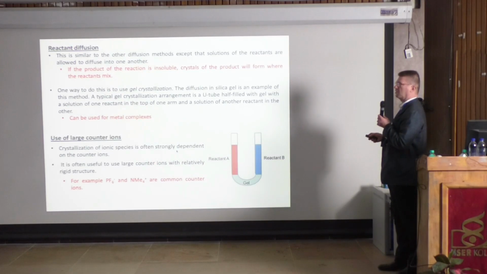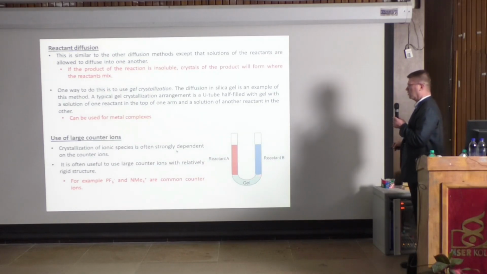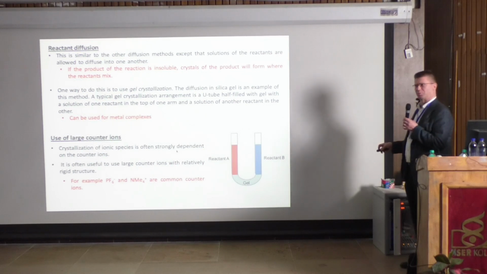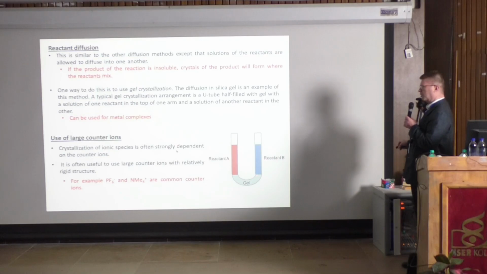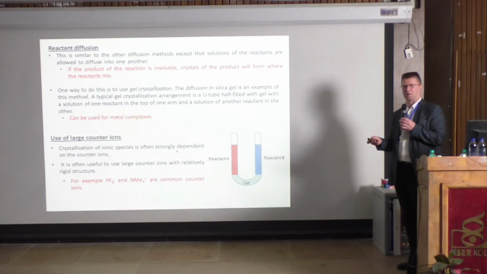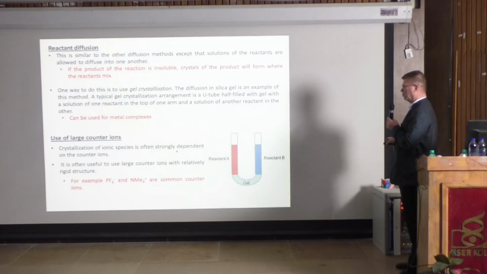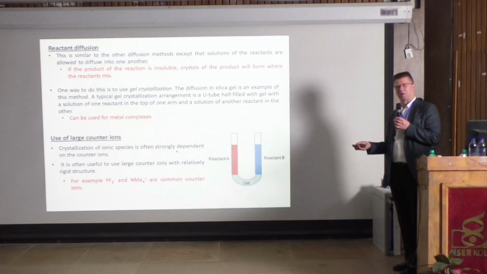So it's called the reactant diffusion. But for that, you need a so-called U-tube. We know what the U-tube is, but this is a different U-tube. So the idea is that we place a gel at the bottom of the U-tube. It could be silica gel, or in principle any gel which tolerates these two solvents. Of course, the gel has to be something that will not be dissolved by the solvent.